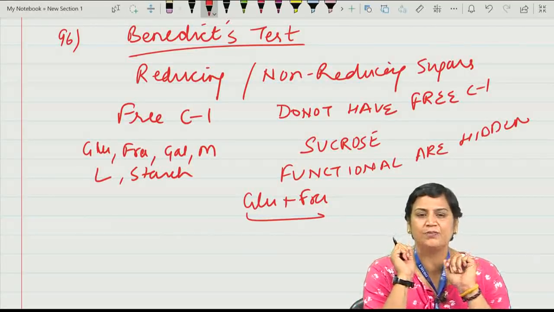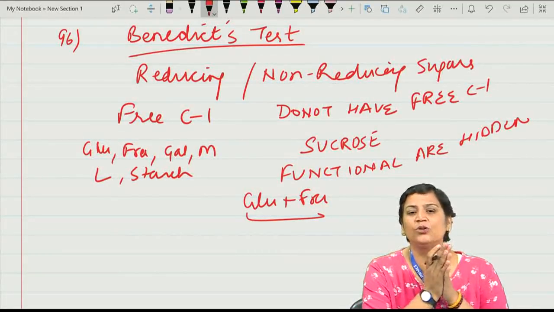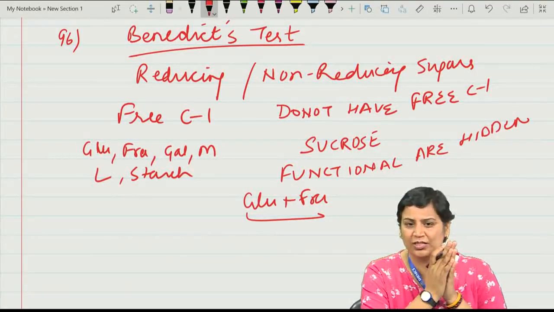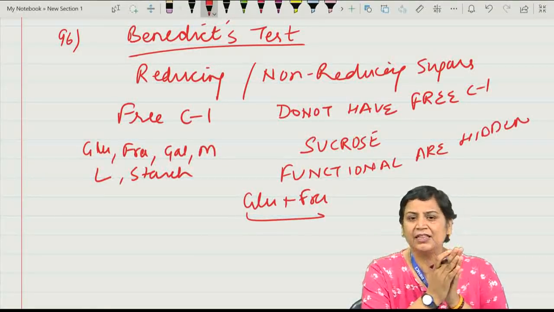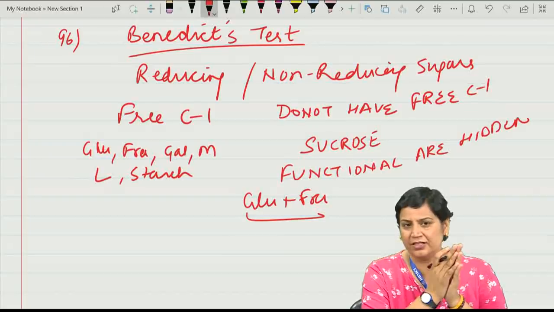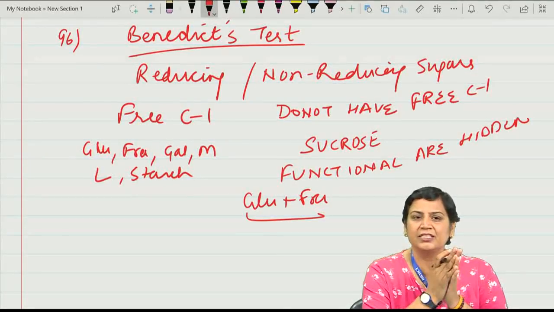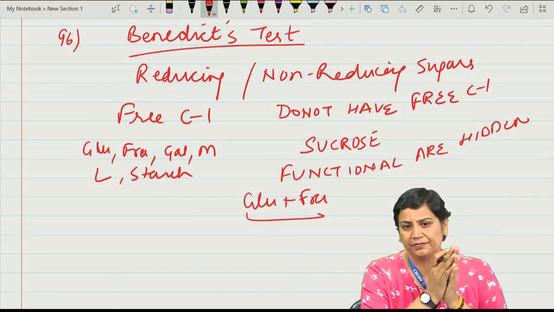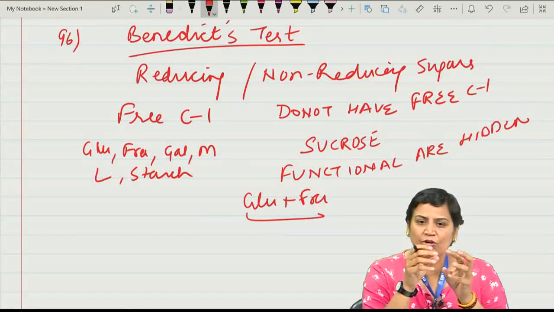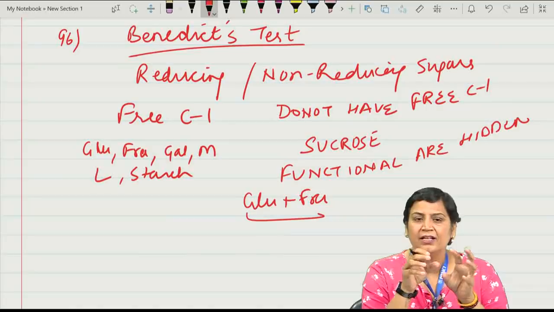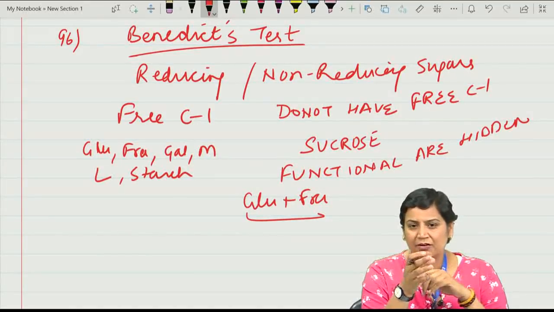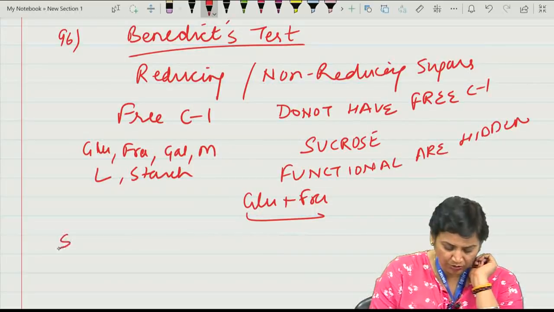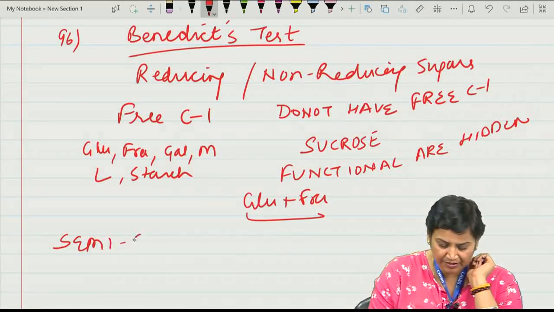Now Benedict's test, the principle behind this is enediol formation. These enediols are very good reducing agents which combine in the presence of Benedict's reagent. Benedict's reagent is nothing but alkaline copper sulfate. Whatever enediols are being produced at the reducing end, they are going to combine with copper sulfate, giving out a coloration. And this Benedict's test is also known as a semi-quantitative test.